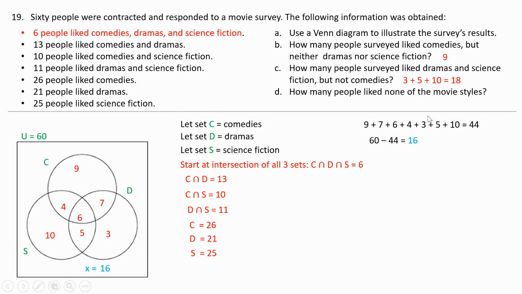Then finally, for part D, how many people like none of the movies? The answer will be 16. Okay, that's how you work these types of problems with Venn diagrams.